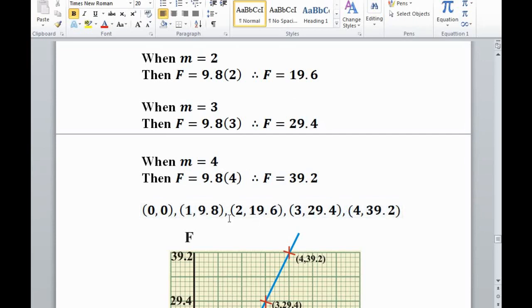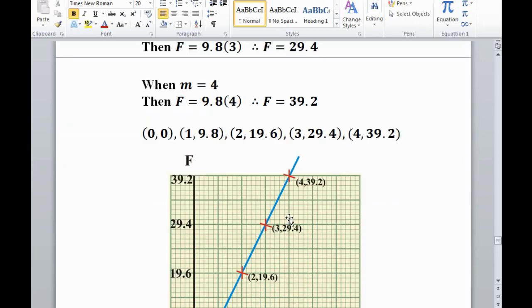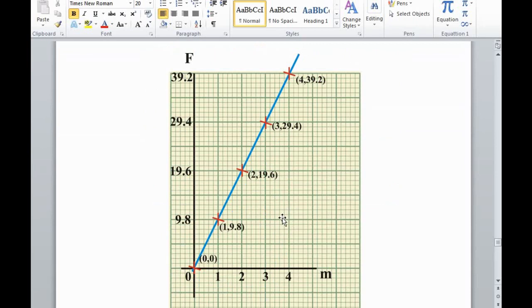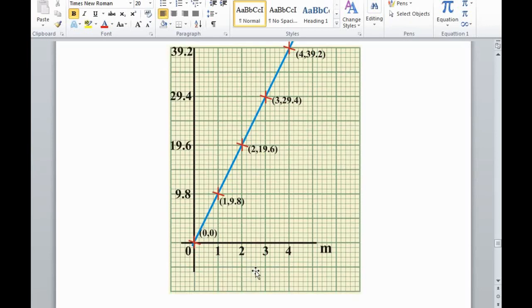Okay, let's plot these ordered pairs on a sheet of graph paper. So here is the graph paper. Two axes are given, a horizontal axis and a vertical axis. I am going to take mass M on the horizontal axis and force F on the vertical axis. And here's a suitable scale. I will take 1 large square equals 1 kilogram on the horizontal axis. It means 2 large squares equal 2 kilograms, 3 large squares 3 kilograms, and 4 large squares equal 4 kilograms.